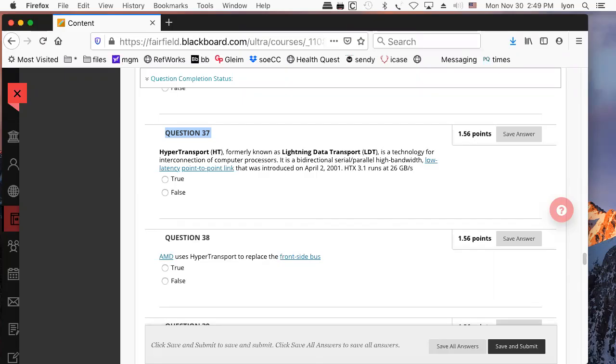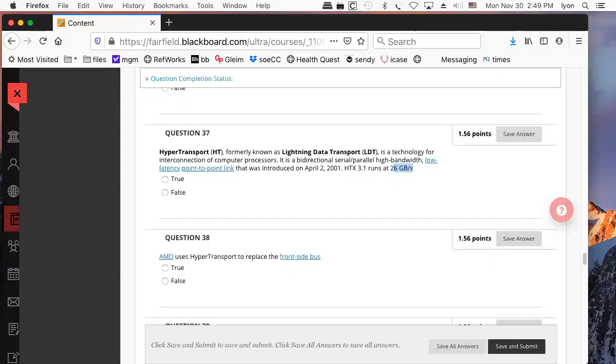Hypertransport, formerly known as lightning data transport. You see things like that and you think market speak. Technology for interconnection of computer processors is bidirectional serial or parallel, high bandwidth, low latency, point-to-point link that was introduced in 2007. Hypertransport HDX 3.1 runs at 26 gigabits per second. Well, there's just no way you're born knowing that. You'd have to look it up and find out that yes, indeed, this is the case.